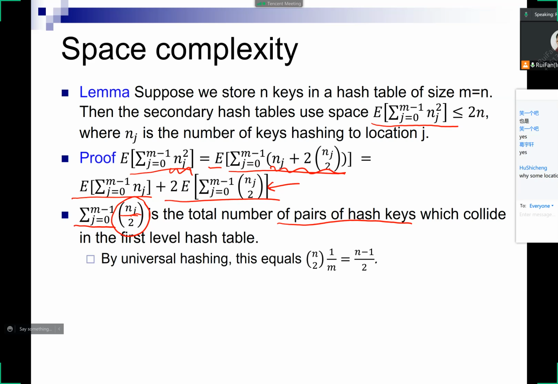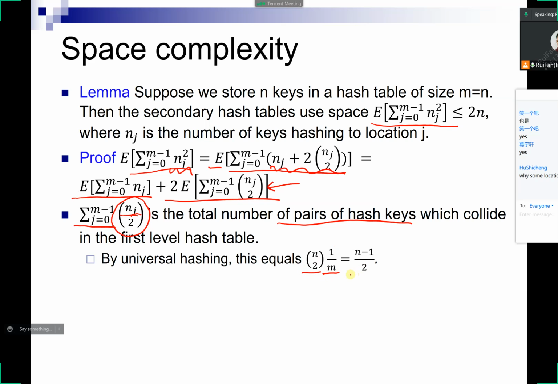Okay, so this sum actually includes all pairs of collisions for your entire top-level hash table. All right, now how many collisions should there be in the top-level hash table? Well, because you're using universal hashing and you're inserting n keys, then there are n choose 2 pairs of keys. And each one of them has a 1/n probability of colliding in the first level hash table.